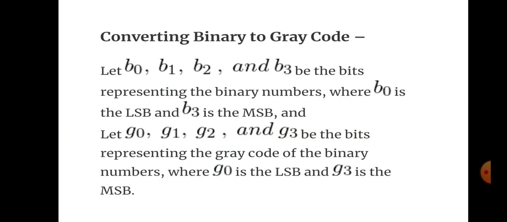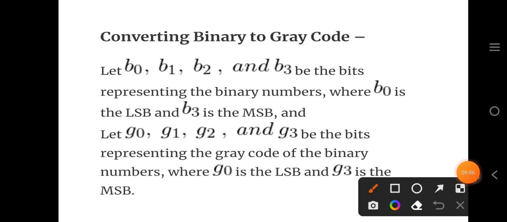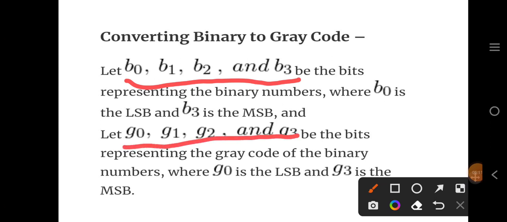Let B0, B1, B2 and B3 be the bits representing the binary number, where B0 is the LSB and B3 is the MSB. And let G0, G1, G2 and G3 be the bits representing the gray code of the binary numbers, where G0 is the LSB and G3 is the MSB. Okay, so just consider the binary number system having these 4 bits and the gray code having these 4 bits.